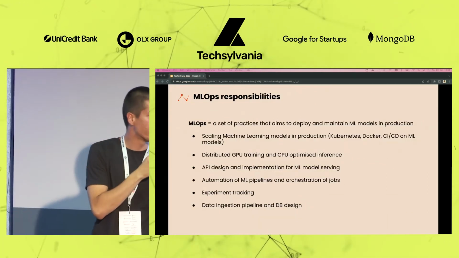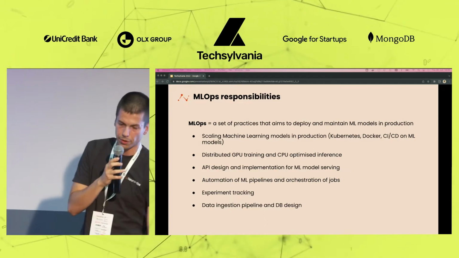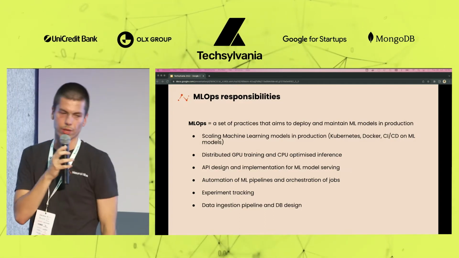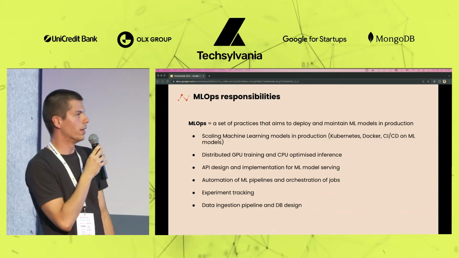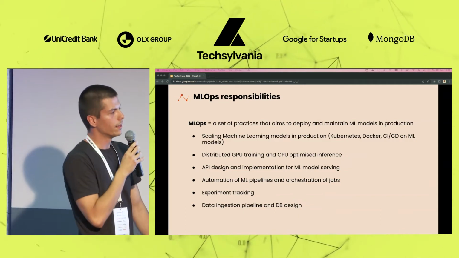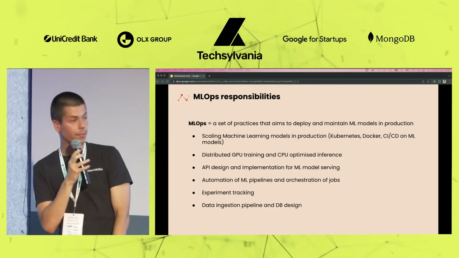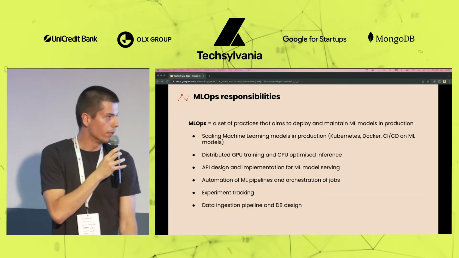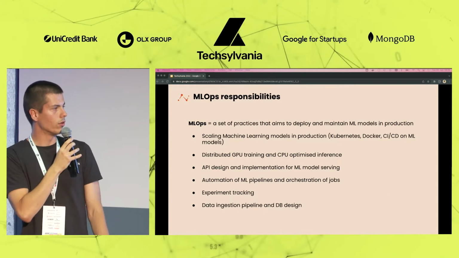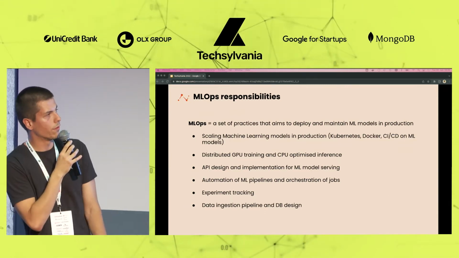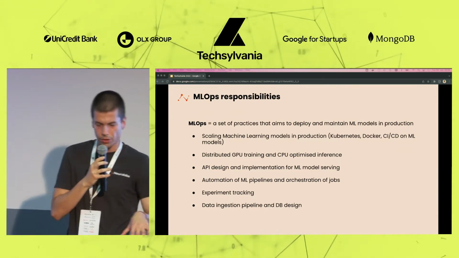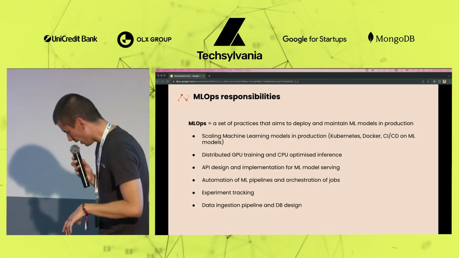What is MLOps? It's a set of practices that aim to deploy and maintain ML models in production. Think of this as your DevOps meets data engineering meets AI discipline. And what you need to do here is to make sure your models have a way to go from prototype to production.